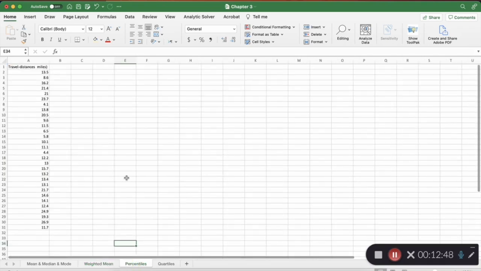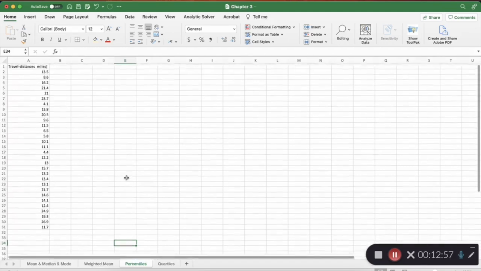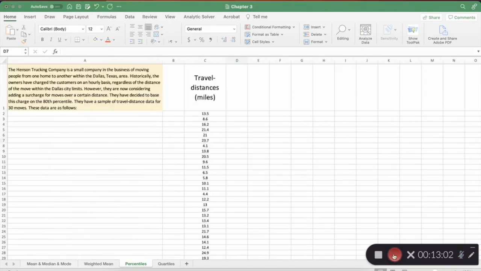Next, we're going to do the percentiles. If I care about getting the percentiles, let me copy the question first. The Henson Trucking Company is a small company in the business of moving people from one home to another within the Dallas, Texas area. Historically, the owners have charged customers on an hourly basis, regardless of the distance of the move within the Dallas city limits. However, they are now considering adding a surcharge for moves over a certain distance. They have decided to base this charge on the 80th percentile. They have a sample of the travel distance data for 30 moves. These data are as follows. So we're going to find the 80th percentile.